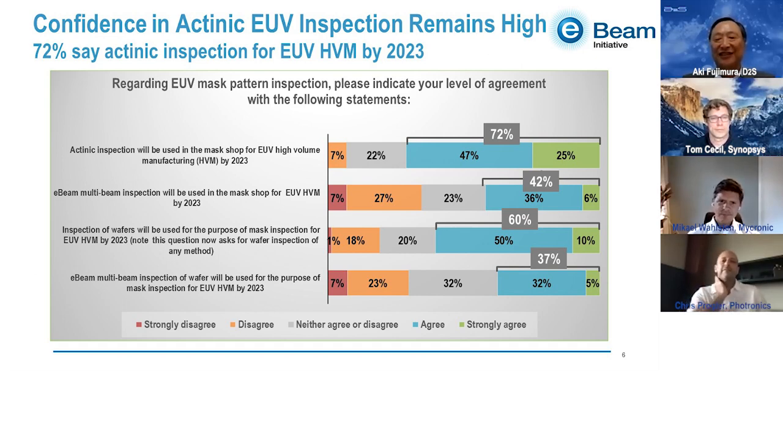What happens is masks get inspected in the mask shop, and they get inspected in the wafer shop. You could inspect with the traditional 193 light sources, or actinic, which means you use EUV to inspect EUV. Or you could use eBeam, multi-beam, to inspect masks, or you can print a wafer and inspect that with eBeam. So there's a whole bunch of different possibilities.